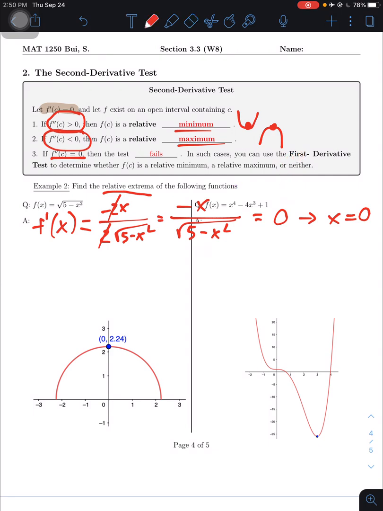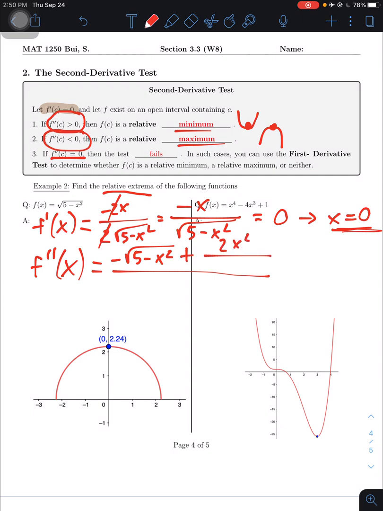Okay, so what do we do next? Now we got a c value, right? So now we're going to have to find the second derivative of this. And the second derivative, fast forward, I'm going to do the quotient rule in here, and that gives me negative square root of 5 minus x squared, and then plus 2x squared divided by 2 square root of 5 minus x squared.